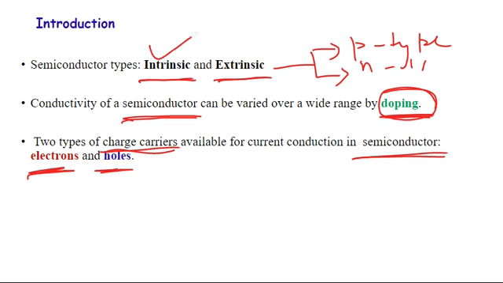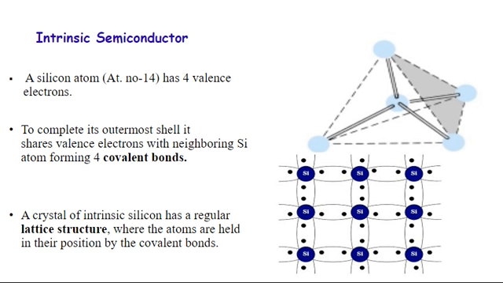So let's begin with the intrinsic semiconductor. Here we are taking silicon as the semiconductor material, a silicon atom whose atomic number is 14. According to the atomic structure model, we have a nucleus and electrons orbiting around the nucleus on certain energy levels. For a silicon atom, the first energy level will consist of 2 electrons, the second will consist of 8 electrons, and the third energy level will consist of 4 electrons.